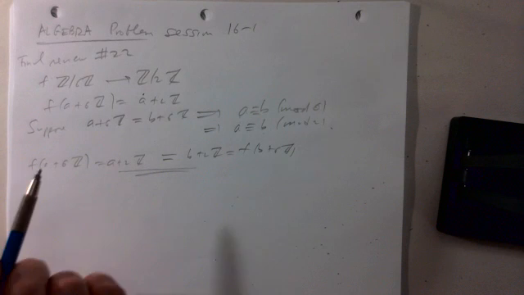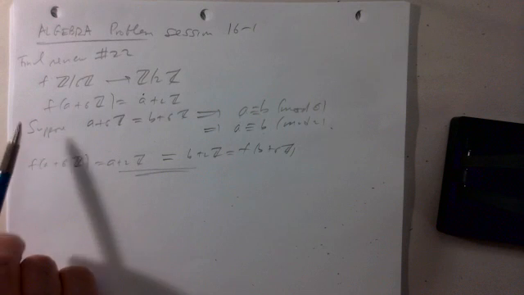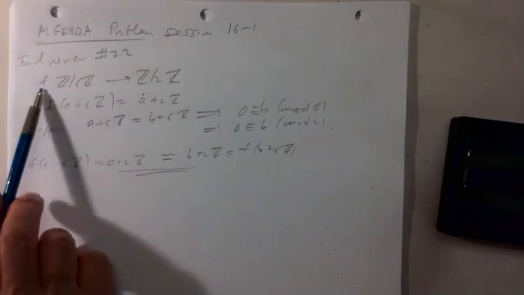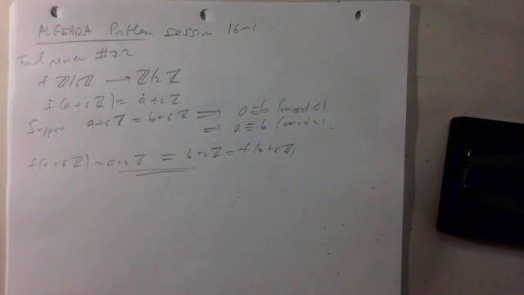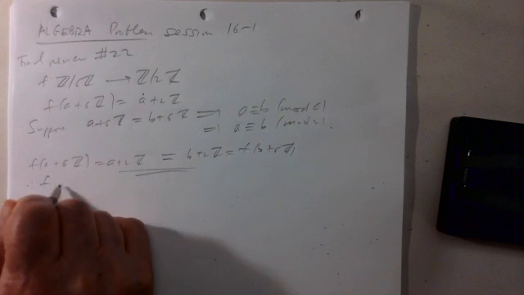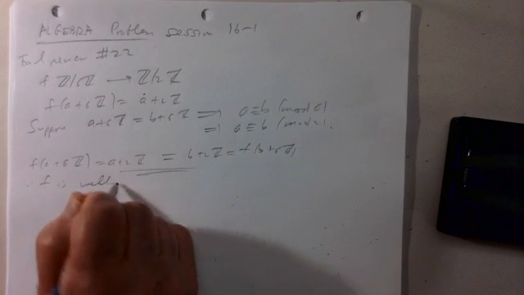No matter what representative of a congruence class you choose, the function f sends that congruence class always to the same place. So f is well defined.